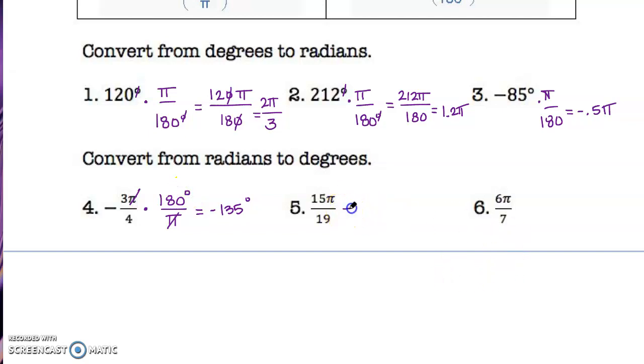The other thing that you can do for these, rather than having to remember the fraction, you can remember that pi and 180 are equivalent. We could substitute 180 degrees here, and then just simplify that. And again, this is not going to be a nice even number, and that's okay. I got about 142.1. All right, pause the video, work number 6, and then come back and check your answer. So regardless of the method that you chose to use for number 6, hopefully you got the answer 154.3 degrees.